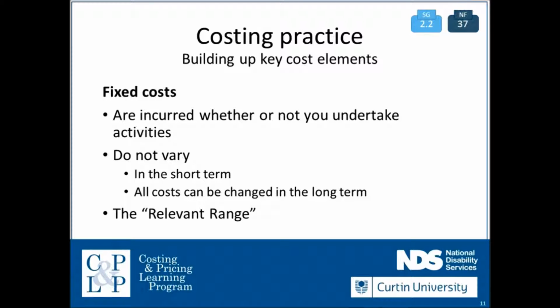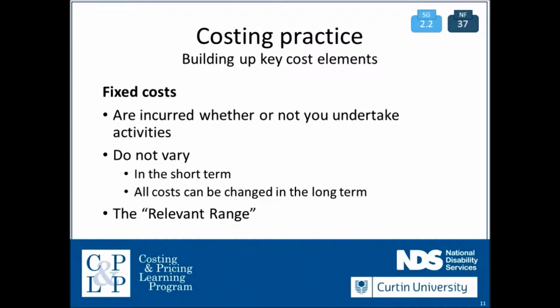The relevant range is that level of activity over a particular time frame for which your assumptions are correct. That is, you're making assumptions about what's a fixed cost, what's a variable cost, what is a direct cost, and what is an indirect cost. The relevant range is that period of time and that level of activity where those assumptions are correct.